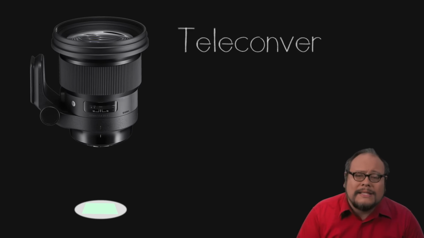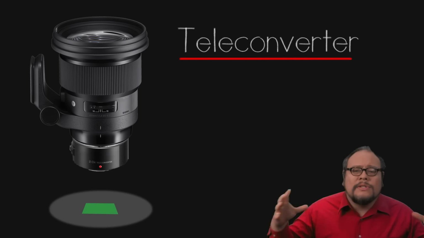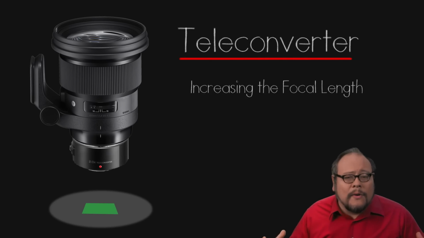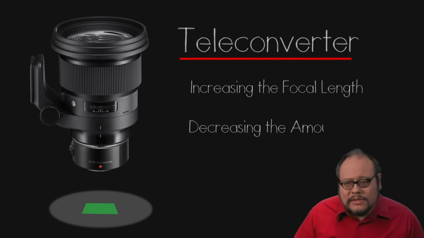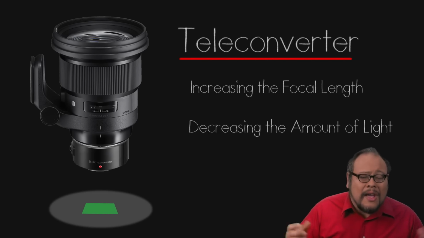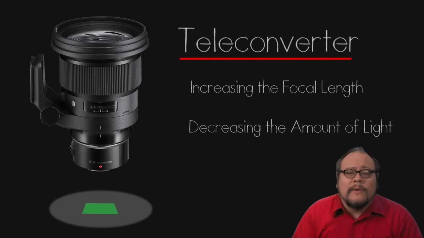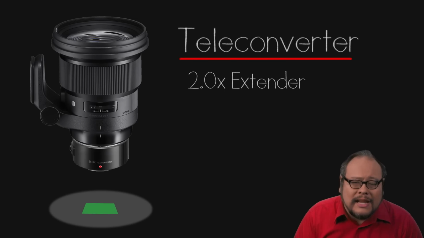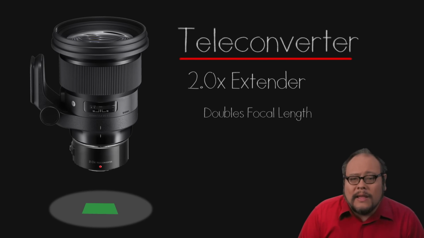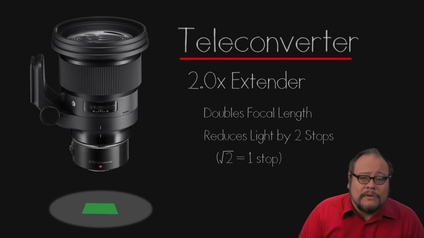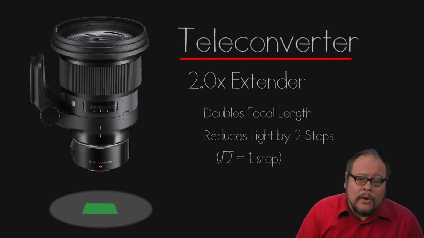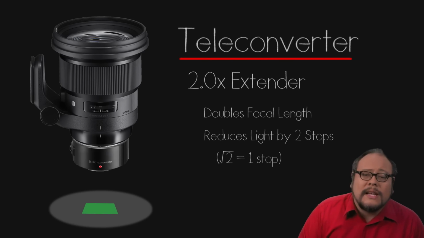The other kind of lens modification that can affect exposure are teleconverters and telecompressors. A teleconverter takes the incoming image and blows it up. The effect is increasing the focal length of the lens, but also reduces the amount of light because we're basically throwing away the edge of the image as we zoom in. For example, this 2x lens extender doubles the effective focal length of the lens, but reduces the exposure by 2 stops, meaning only a quarter of the light will get to the sensor.